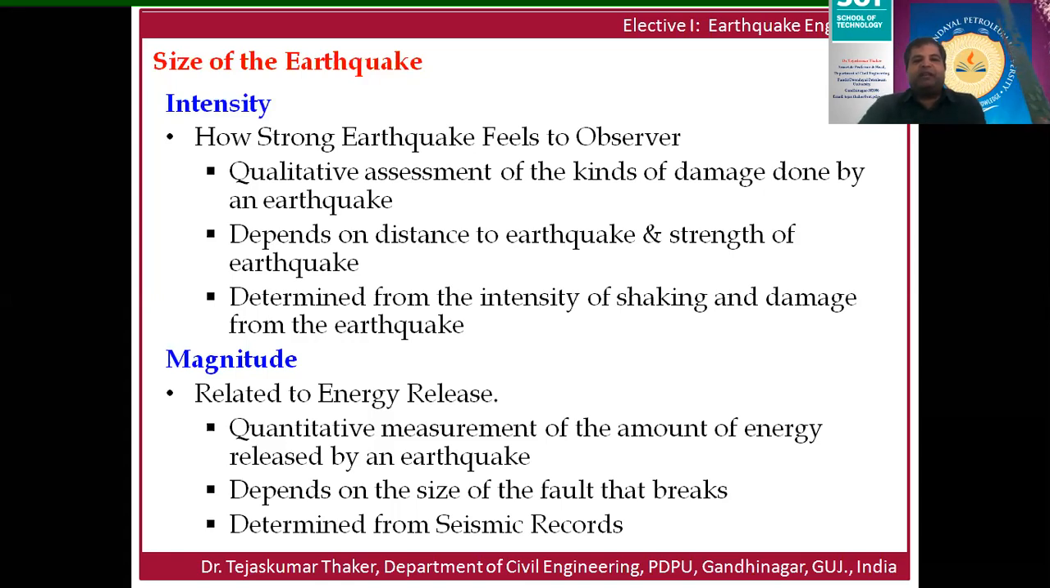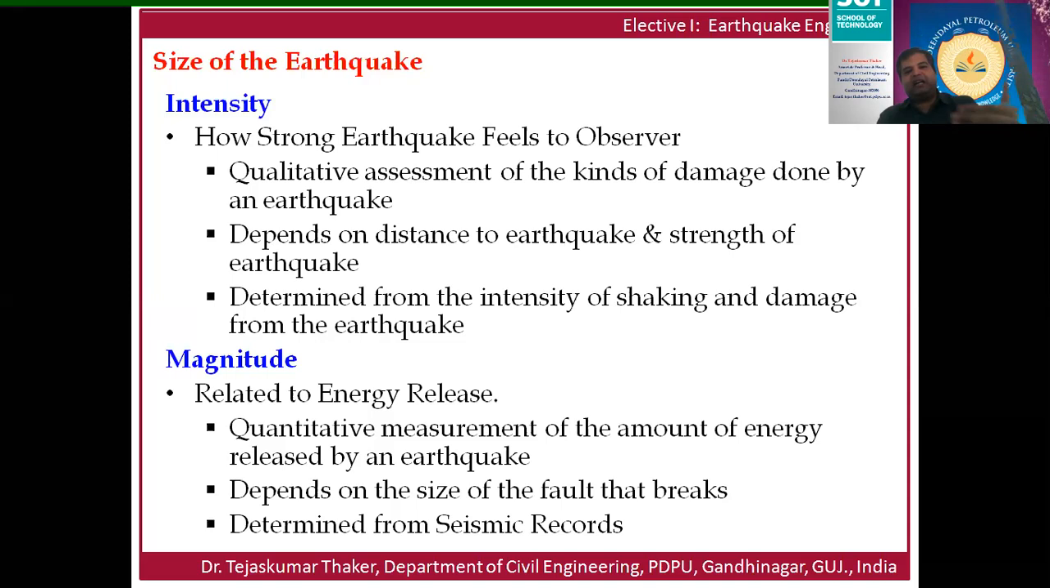Vadodara is a similar case, with a similar radius, and you can find it had a little less intensity in comparison to what was felt in the epicentral region of Bhuj, or maybe you can say the surrounding region. So we can say that the intensity changes with distance for the same earthquake. It is determined from the intensity of shaking and whatever damage has happened from the earthquake. So basically, the intensity is a qualitative measurement.